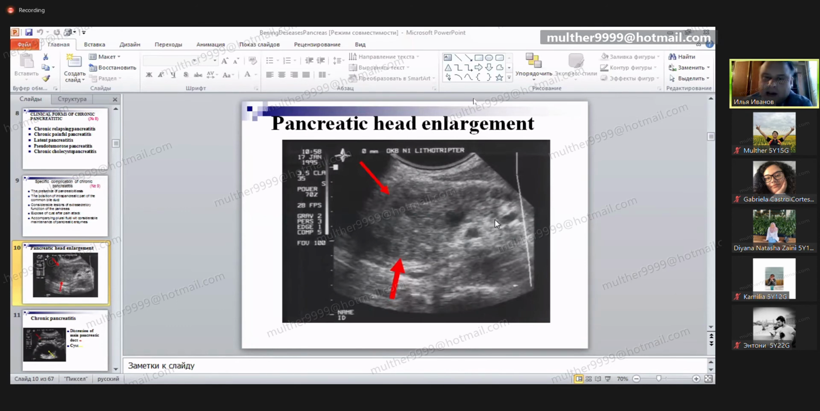What can we find in this picture? We can find an irregular border of the pancreas. The irregular border of the pancreas is more typical for pancreonecrosis. We can find the difference between the echogenicity. Echogenicity is the different colors. White color is the increase of the echogenicity. Black color, low, is the decrease of the echogenicity.